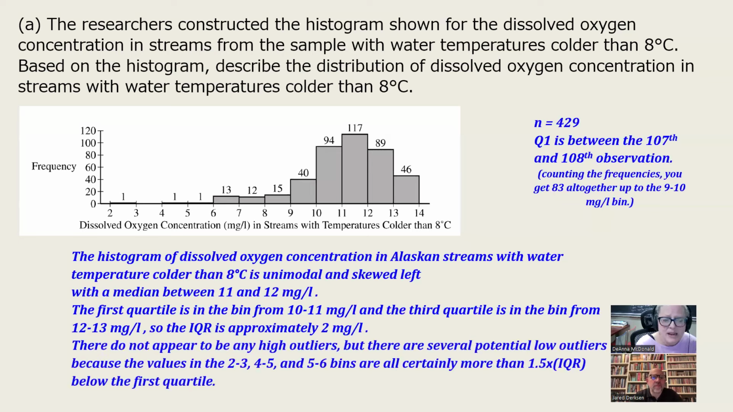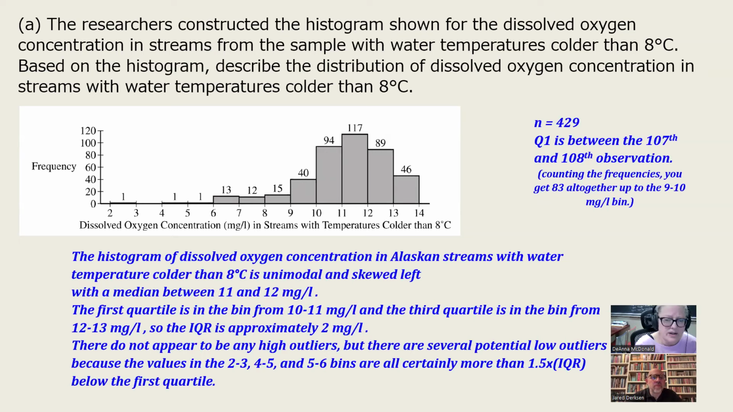There do not appear to be any high outliers, but there appear to be several potential low ones, because the values in the 2 to 3, 4 to 5, and 5 to 6 bins are all certainly more than 1.5 times the IQR, which we've calculated to be approximately 2. So it's more than that below the first quartile.